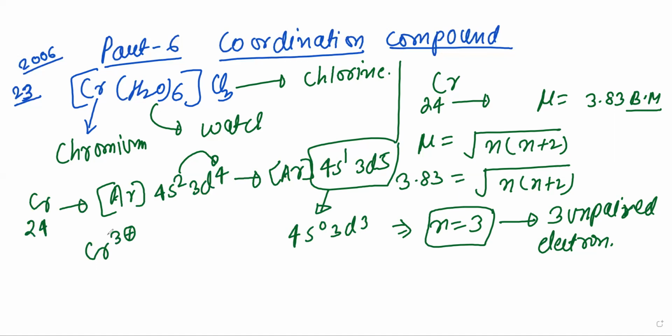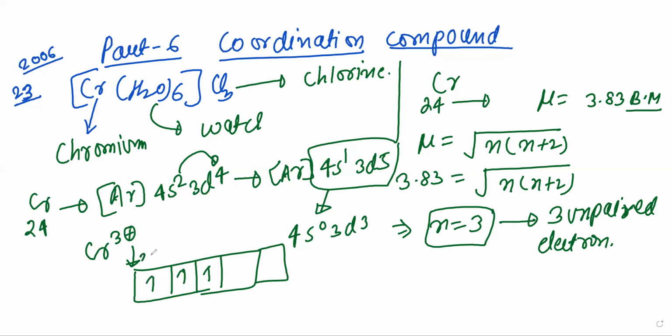So now see the distribution of chromium in the 3d orbital. 3 electrons are there. There are total 5 subshells of d orbital, so 1, 2, 3, 3 unpaired electrons are there. So it will be 3dxy, 3dyz, 3dzx. Understood? The other two are 3dx square minus y square and 3dz square. So this will be the electronic distribution in d orbital. Please write it down.